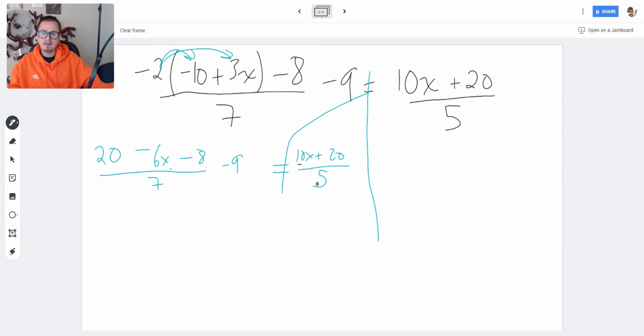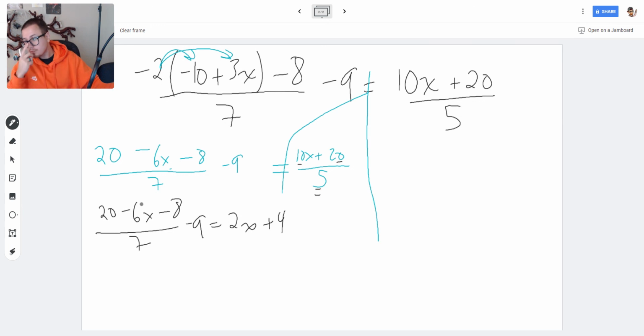Question, is 10 divisible by 5? Is 20 divisible by 5? So on the right-hand side, what we can do is we can just go ahead right away and clean that up by dividing. So we're going to get 10x divided by 5, which is 2x, and 20 divided by 5, which is 4. And that's what we're looking like there.